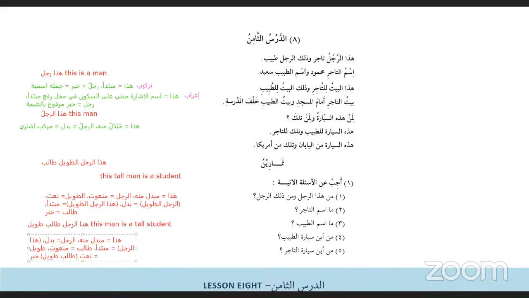Okay, so let's try to get that there. Okay, so هذا is مبدل من, الرجل is the badal, and then هذا الرجل will form together to become مبتدأ, and طالب will be منعوت, طويل is the nat, and the منعوت nat, meaning طالب طويل, will become the khabar. And you can see how this works out in the translation as well. Okay, have you got a good understanding now?